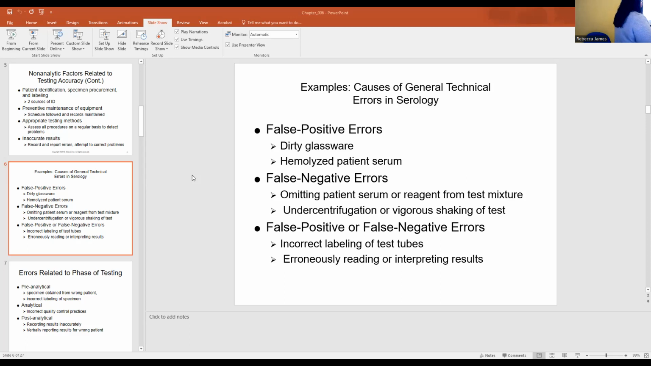Now, remember we talked about just a minute ago, there's some other stuff that you might have to do in order for results to be accurate, like performing maintenance on your instrument. So you're going to perform maintenance.